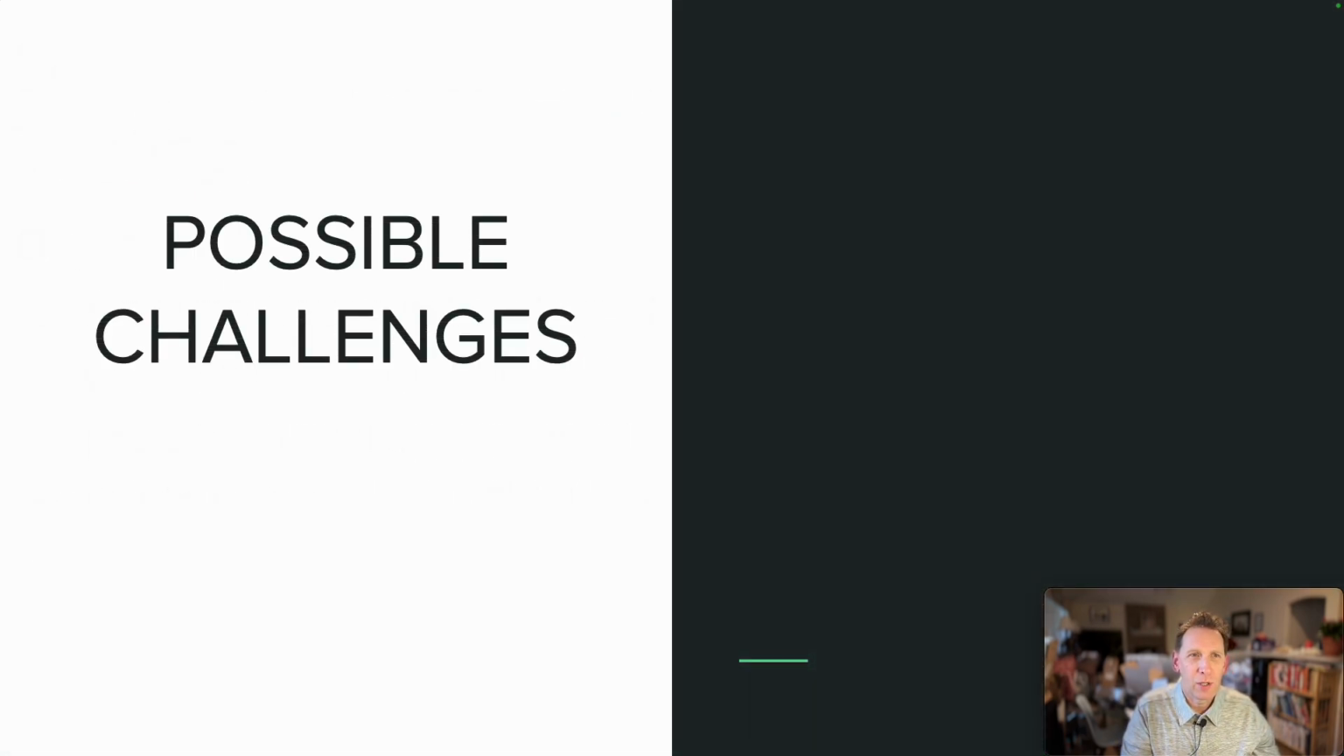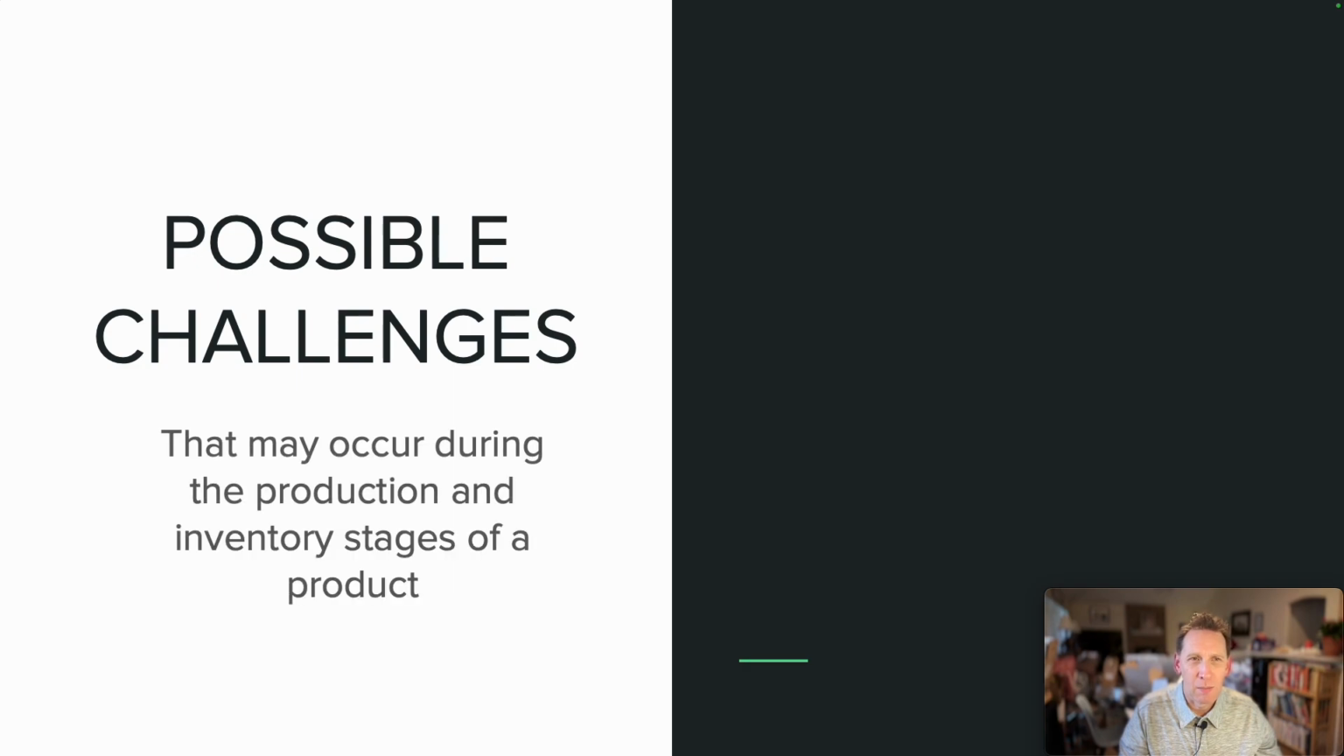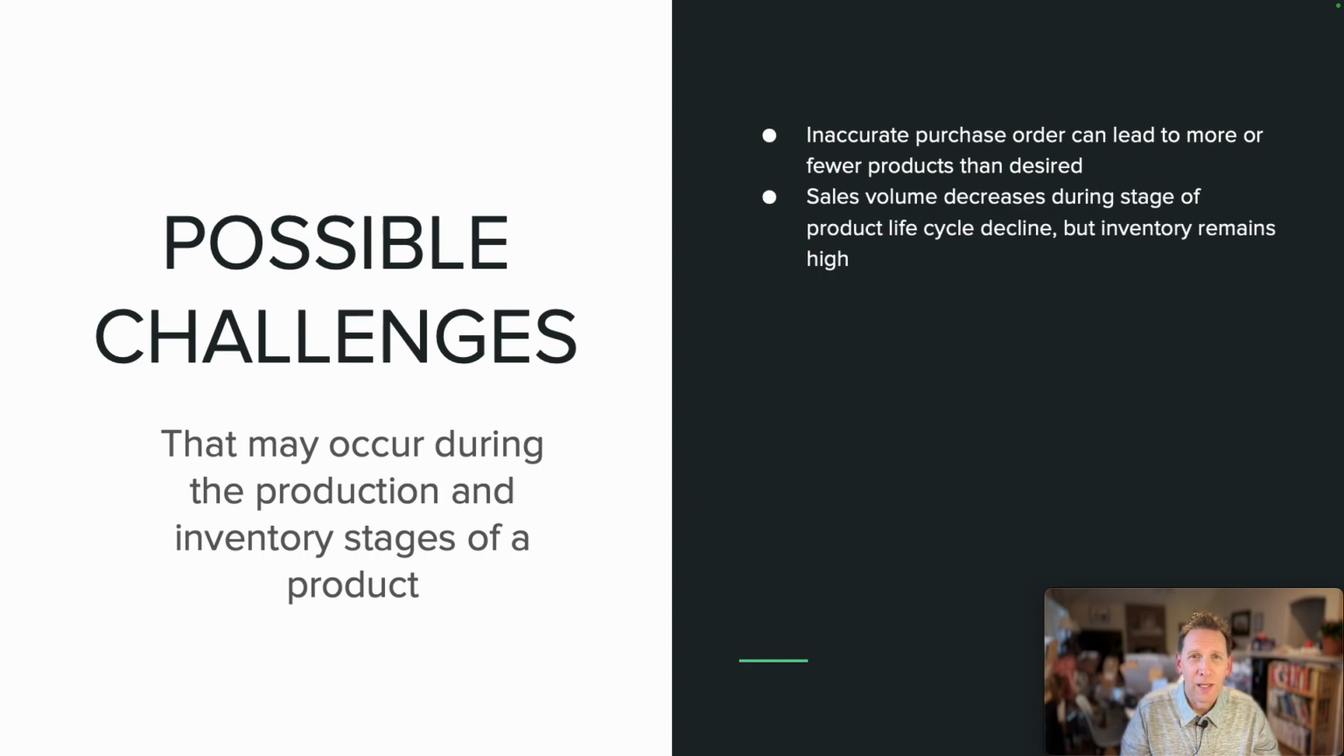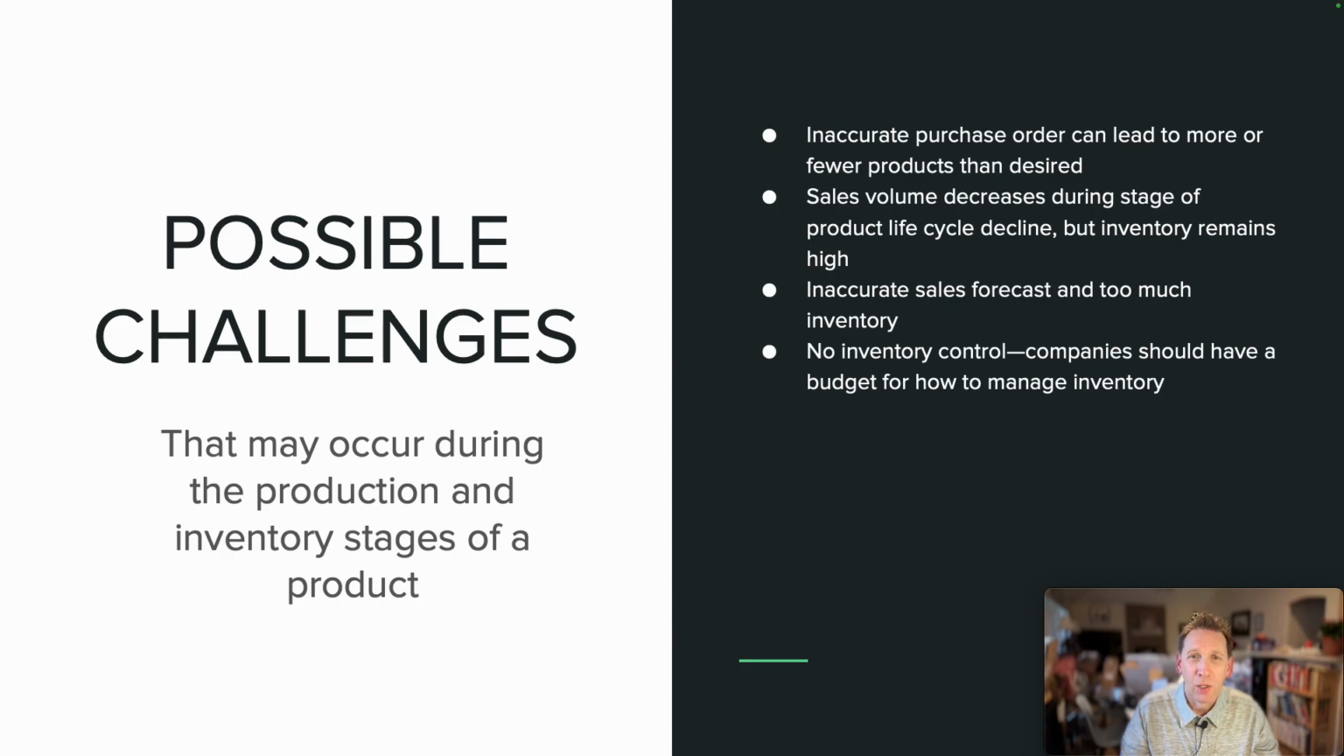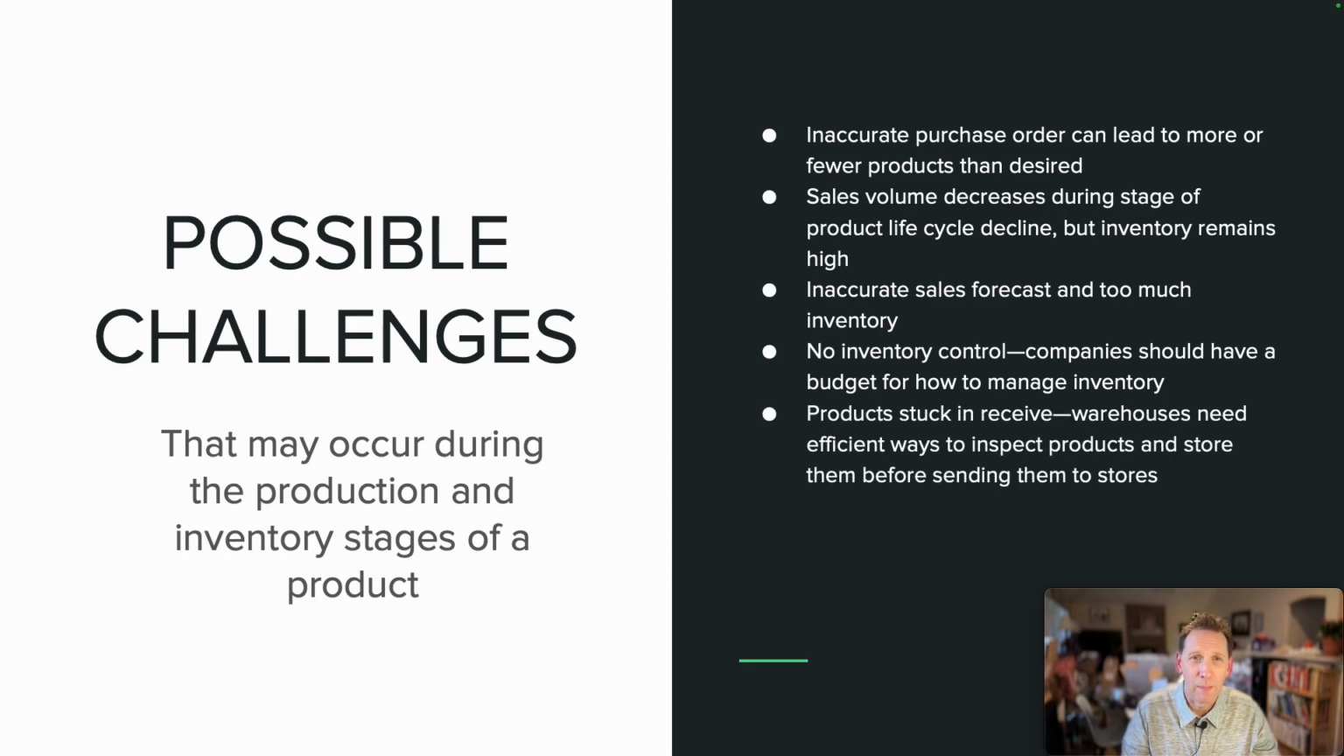Now, first off, let's start with some possible challenges that may occur during the production and inventory stages of a product. Things like inaccurate purchase orders that can lead to more or fewer products than desired. Sales volume decreases during the stage of the product lifecycle. They decline, but inventory remains high. Inaccurate sales forecast, too much inventory, no inventory control. You've got to make sure that you include in your budget how to manage your inventory.